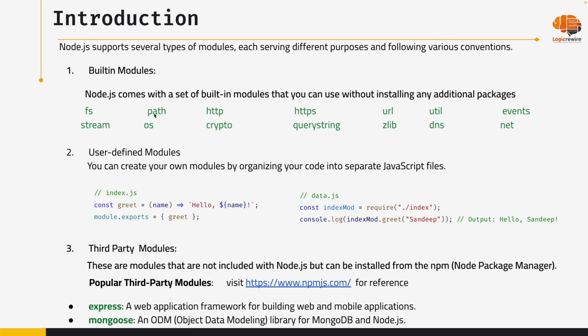Further we will see path, HTTP and those modules. We'll only see the important modules here and skip the other modules, because it would take a lot of time to go through all of them.